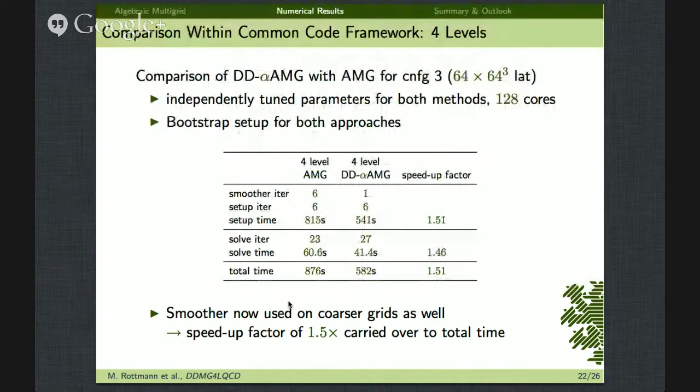So a comparison within a common code framework for four levels, and here we see that this now applies to the solve time and also to the setup time. We have this speed up factor of 1.5.